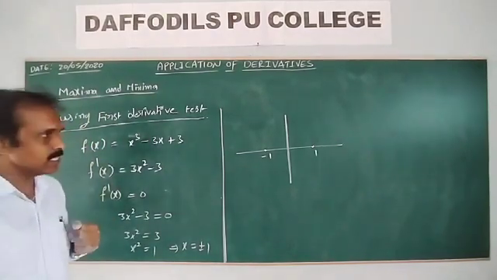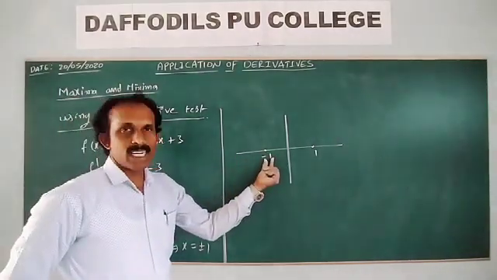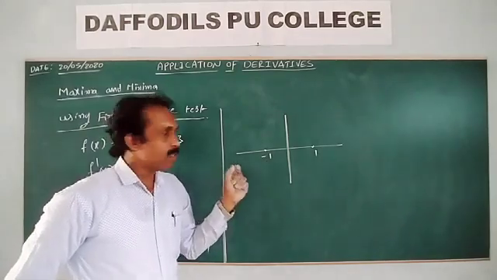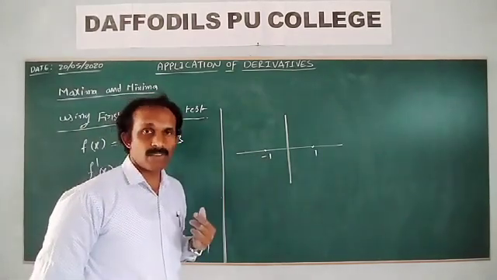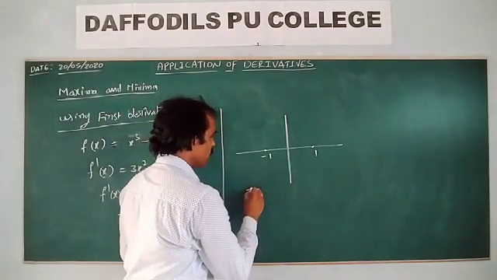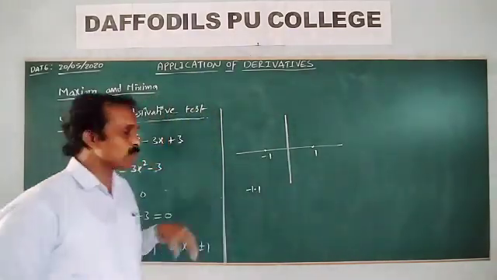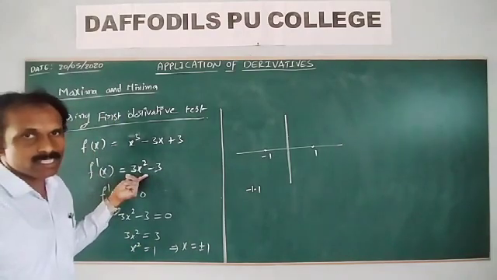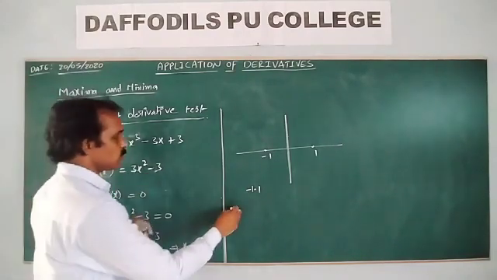This is f dash x. h greater than 0, a small value. So left of minus 1. What is the left of minus 1? Left of minus 1 means nothing but minus 1.1 you take. Substituting in f dash x, minus 1.1. What is this value?